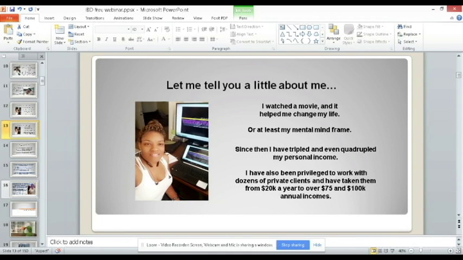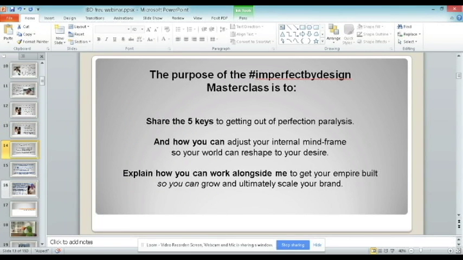Once I did that, I was able to triple and even quadruple my personal income. I have also been privileged to work with dozens of private clients, and I've taken them from as little as 20K to over 70,000 and $120,000 annual incomes.